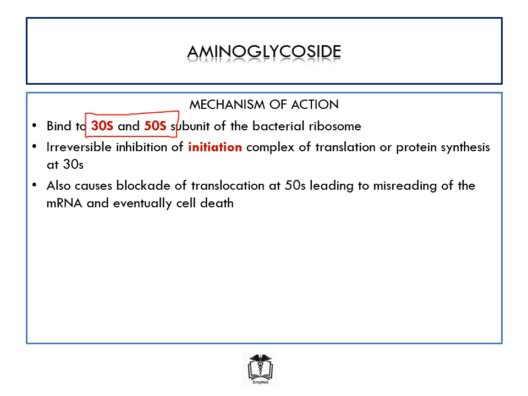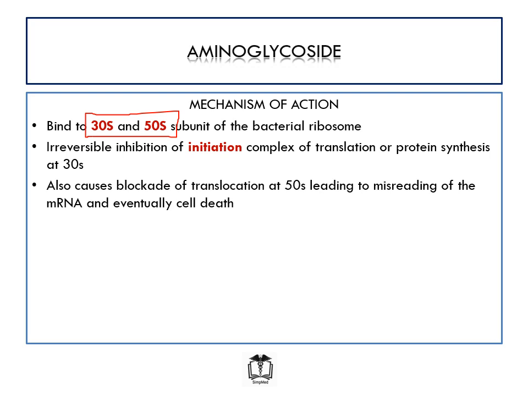Aminoglycosides tend to have their work on the initiation step, the very first step of protein synthesis in the bacterial cell. And in terms of what it does on the 30S, it is irreversibly inhibiting initiation of protein synthesis at the 30S subunit. At the 50S subunit, it tends to block translocation. So it has activity on translocation and initiation, but the major focus is on initiation. It tends to block that very first step of the movement of the tRNA towards the P site, and then the release of the first amino acid to initiate protein synthesis.